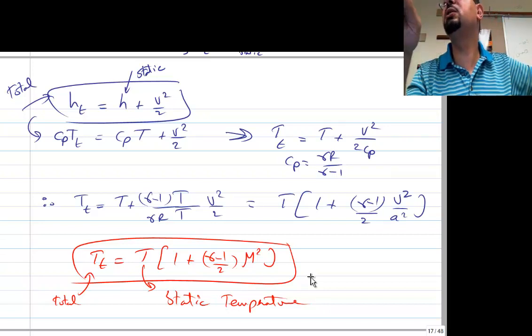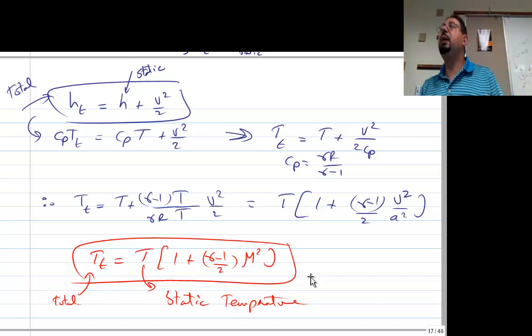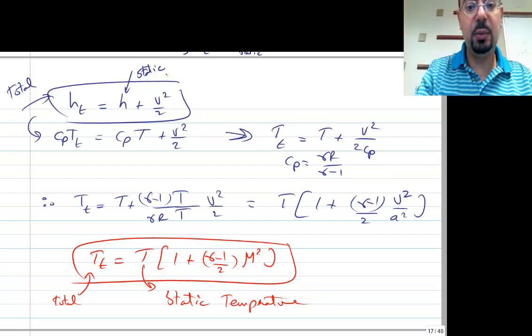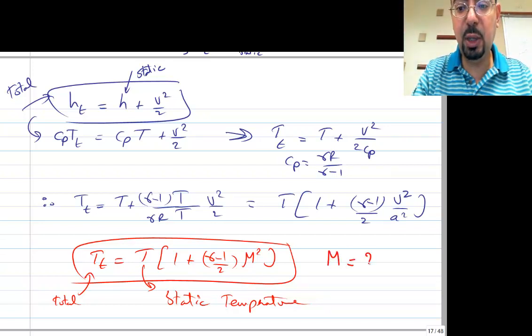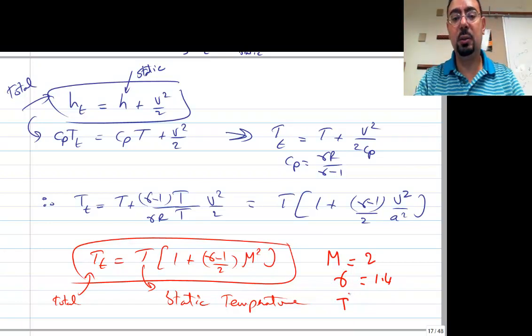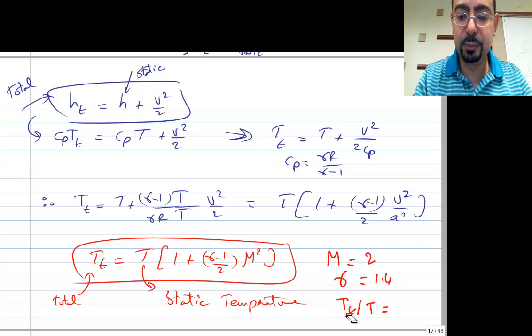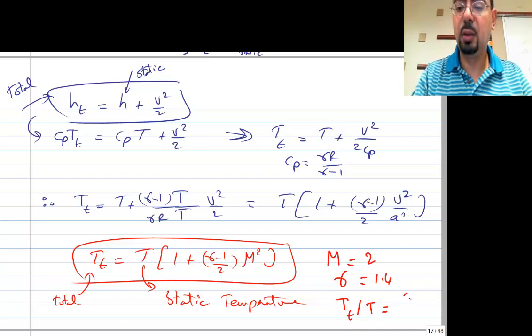So they have this equation tabulated for us in the appendix at the end of the book, and that's appendix B. Let's open appendix B1, and say for M equals 2 and gamma 1.4, tell me what is T total over T? For M equals 2 and gamma equals 1.4. M equals 2, T over T naught is 0.5556.